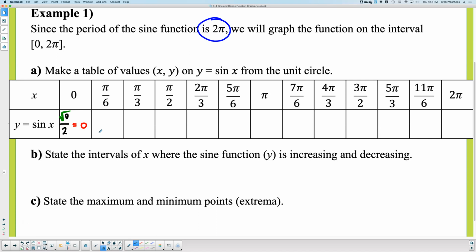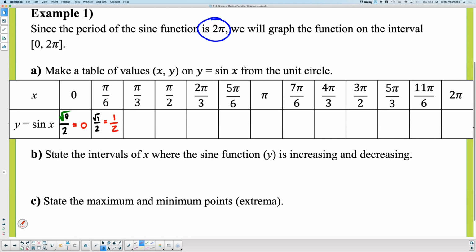Now let's do pi over 6. Which finger do I bend? Pi over 6? Ring finger. Bend your ring finger. Flip your hand. How many fingers do you have above the bend? 1. So I want you to put the square root of 1. And again, sine and cosine are always divided by 2. This will reduce. Square root of 1 is 1. And so we are reduced to 1/2.